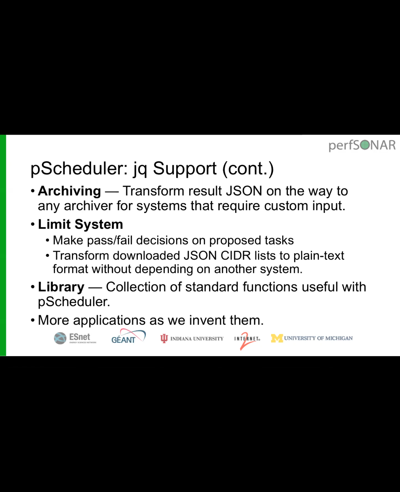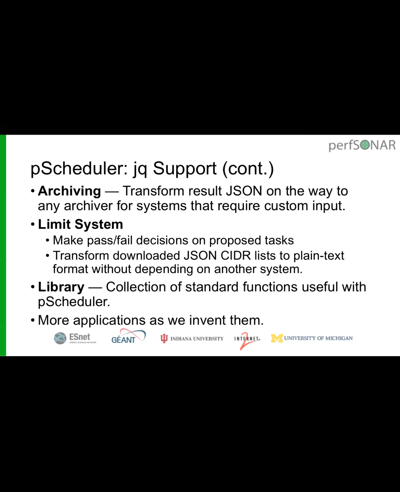Additionally, we have a couple of spots in the limit system where we're going to be adding support for JQ. You'll be able to make pass-fail decisions based on the content of proposed tasks. You can say, if it's a throughput test and the bandwidth is greater than something or other, then reject it, or if it's less than whatever, accept it. We'll be doing a workshop on this, by the way, so some of this may be a little vague, but sometime in the next couple months we'll do a little workshop on how this all fits in.